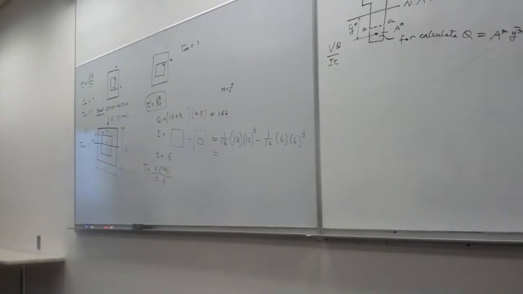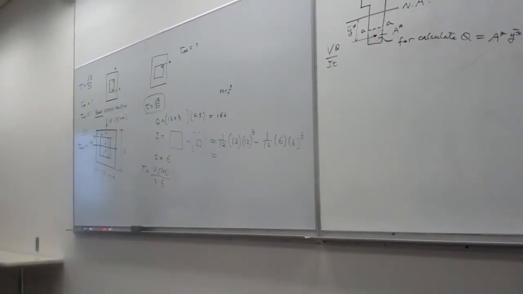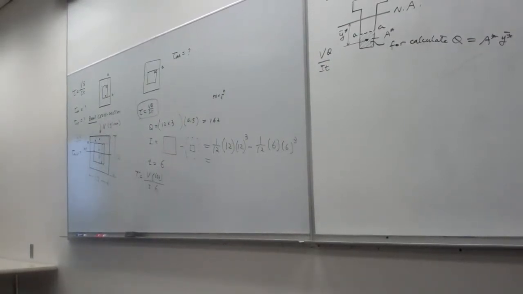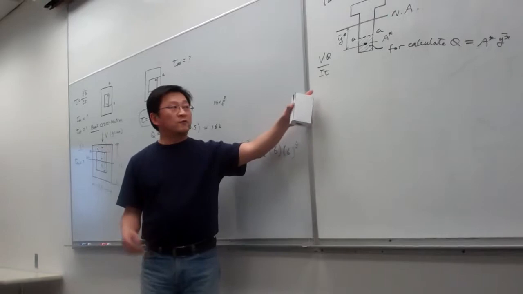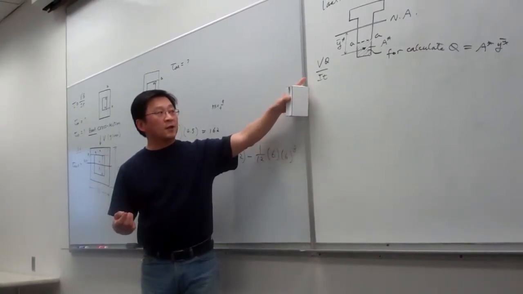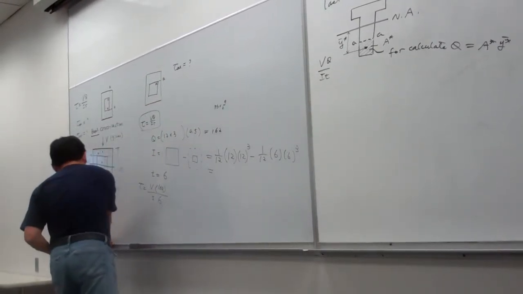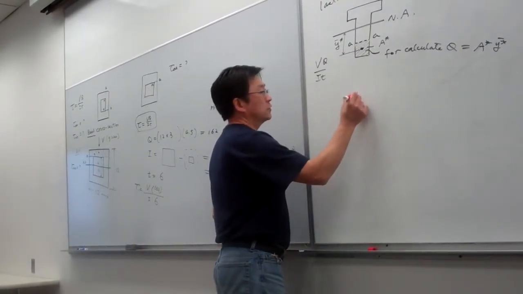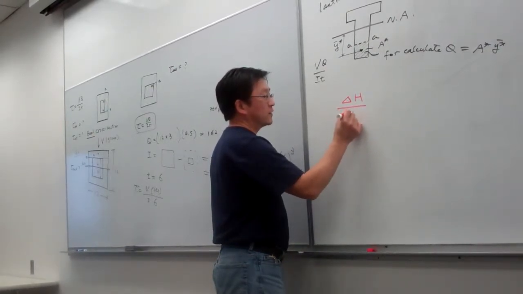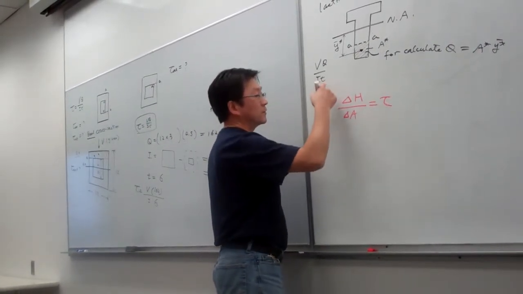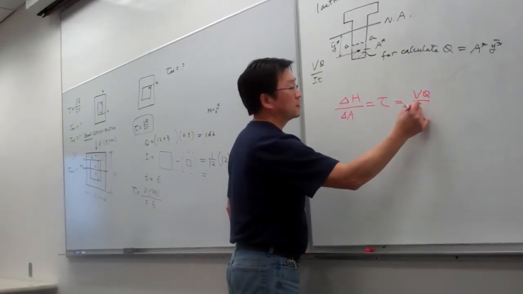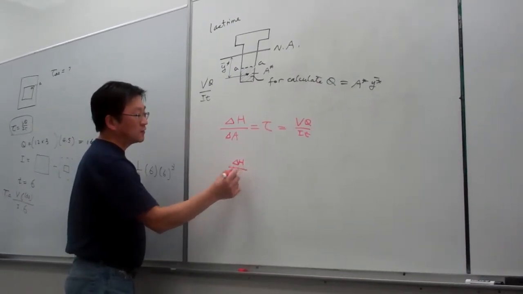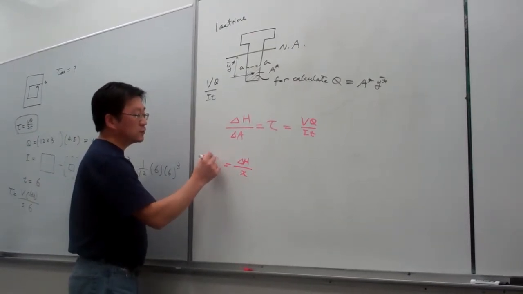To solve this problem, I want to introduce the concept of shear flow. Remember, from the beginning when we derived these equations, we have three things. One is delta H. Delta H divided by that area, and that is what we obtained here, which is VQ over IT. At that time, we defined delta H divided by delta x as the shear flow.